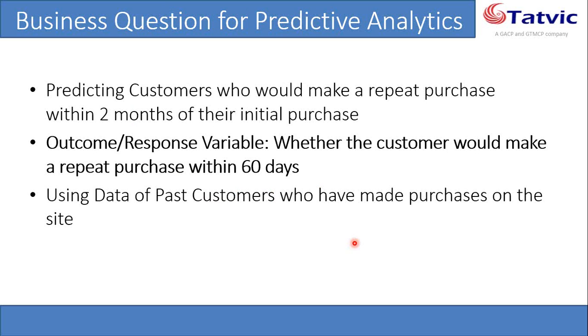So with this entire picture in mind, we come to the actual business question. Having a business question gives us a clear-cut goal and clear-cut next steps as to how to proceed with our problem. So we want to predict customers who would make a repeat purchase within 2 months of their initial purchase. The outcome variable, or the response variable, in our case is whether the customer would make a repeat purchase within 60 days or not. This might be in the form of a probability, or in the form of two labels, either yes or no.